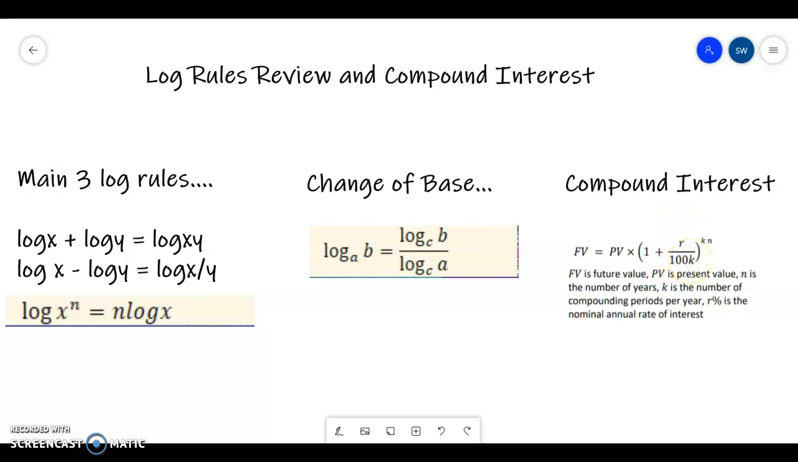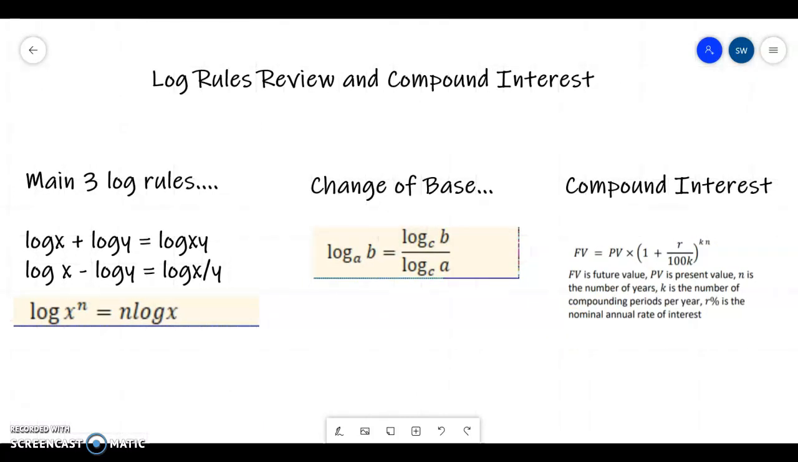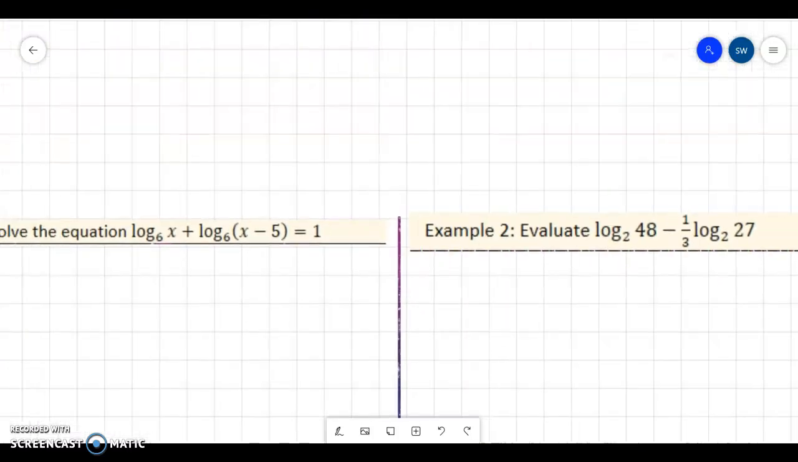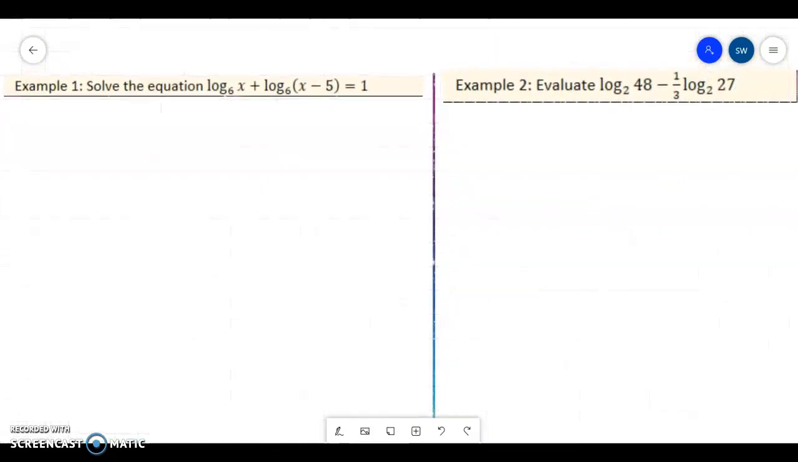And K is the number of times it is compounded in a year. So if it's compounded annually, K will be 1. If it says compounded quarterly, K will be 4. If it's compounded monthly, K will be 12. And N is the number of years that you're dealing with. So let's go ahead and start doing some examples. Let's do 2 log problems. These will go pretty quickly.